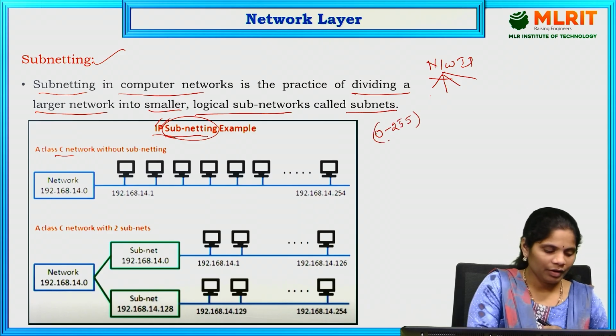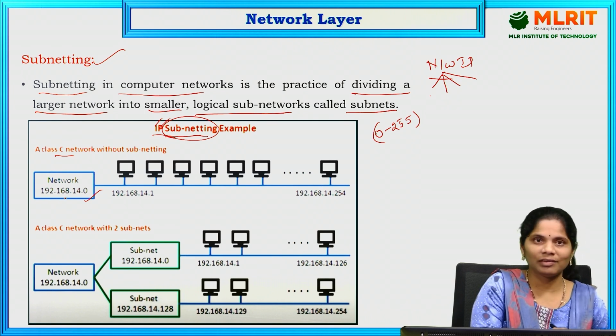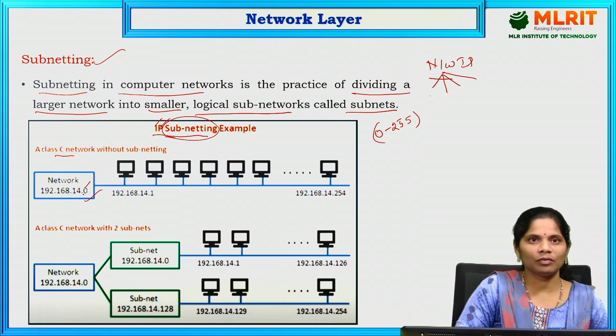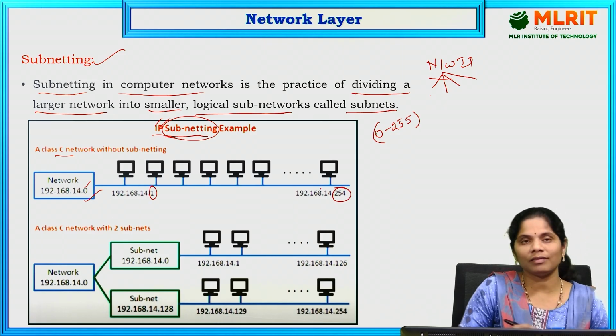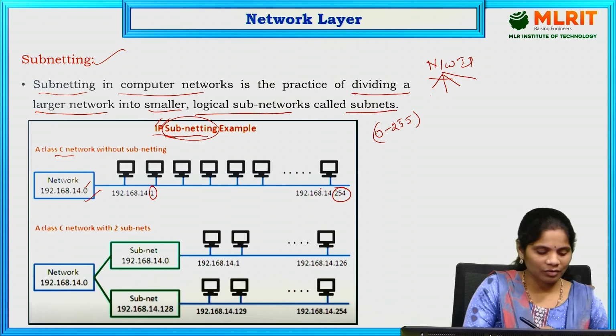So here we are taking some network. Whatever network is there, that is 192.168.14.0. This is the network we are dividing. So what is the range here? This is the range, that is 1 to 255. That is the range. Yes, that's why we are writing 1 to 255 here. So here all are connected to this particular network. This is only one network.